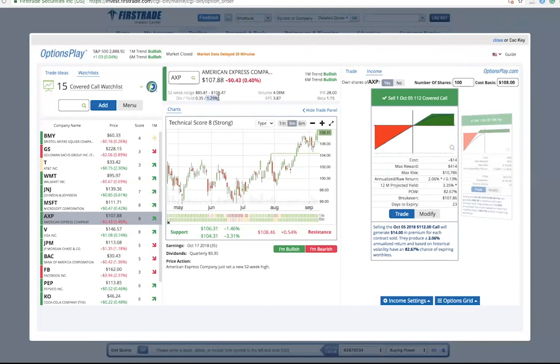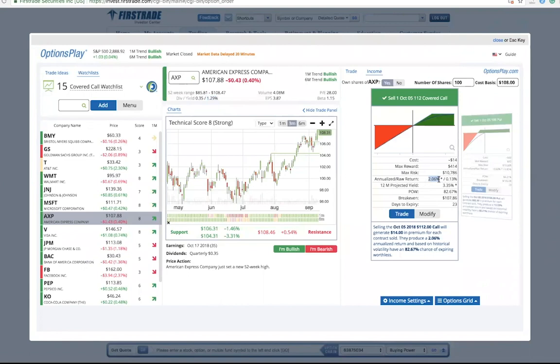So here's American Express. It pays a 1.2% dividend yield. Let's say you own 100 shares of American Express. As you can see, the yield here is only 2% on this covered call. So the yield's not very high, and this might be a reason to maybe not sell covered calls on American Express. So this gives you all the information as to where to start, what the yield is, so that you can make a decision in just a matter of a few seconds, not a matter of a few minutes.